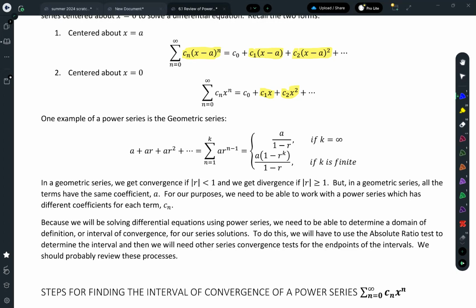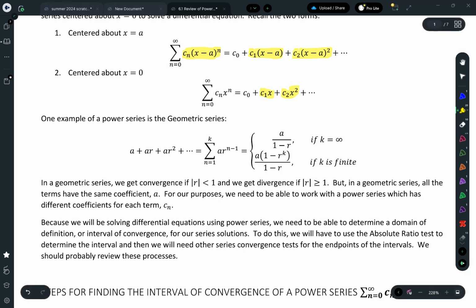Now, if k is finite, we can get a representation of the sigma notation with this a times 1 minus r to the k all over 1 minus r. And that's not what we're really interested in. It's just a representation of the sigma notation. We are more interested in the a over 1 minus r when k is infinity and when r is less than 1 in absolute value. Okay, so I'm going to erase that.